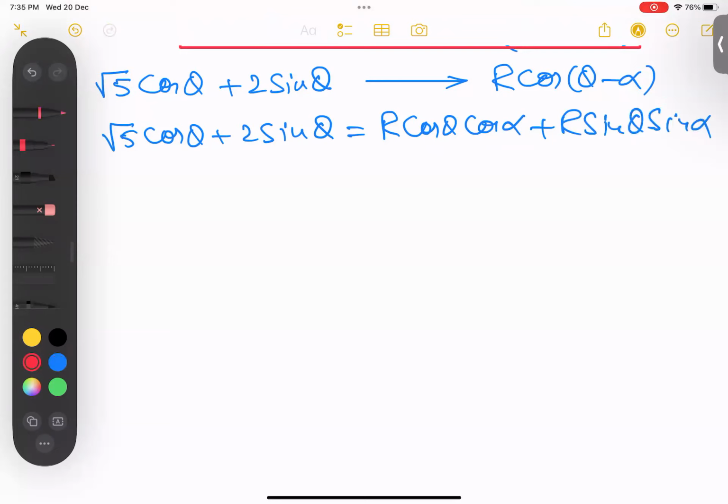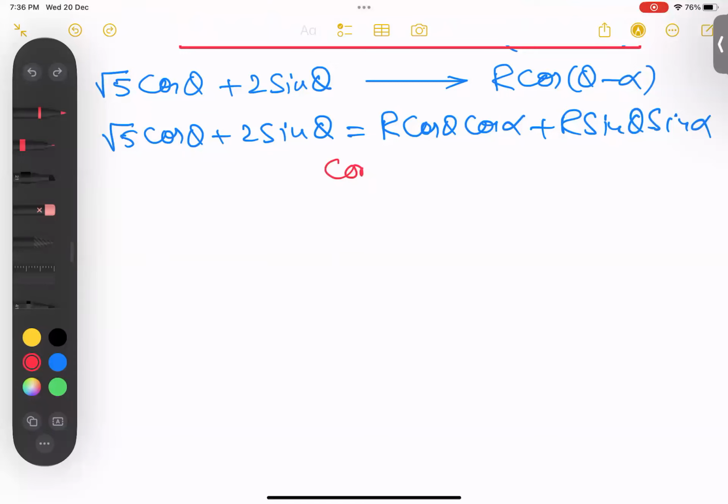Now I do the comparison. This is a negative cos, so this must be opposite. I think this question has some mistake, so I make it a plus sign here. No, wait a minute. No, it was correct. Now it's matching. You see, it is matching. All right, now I'm doing a comparison.